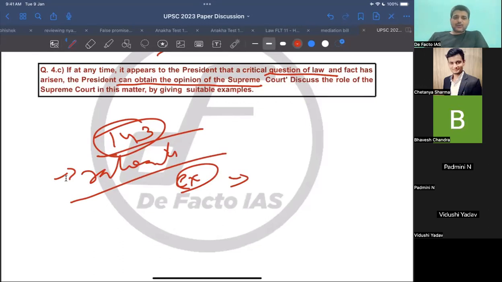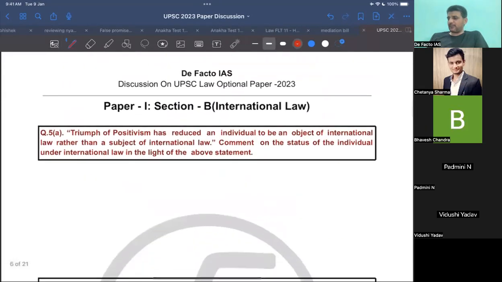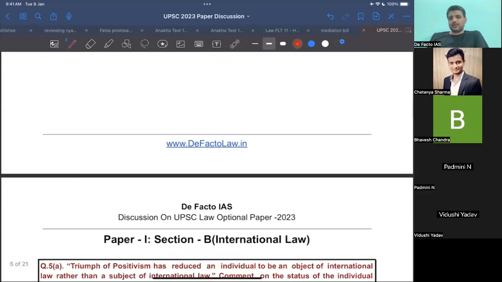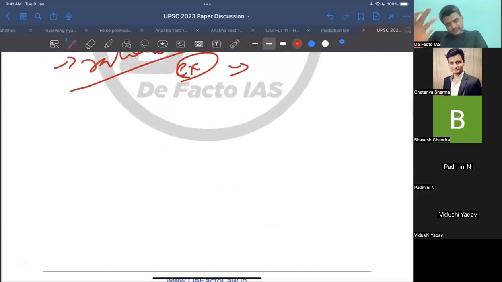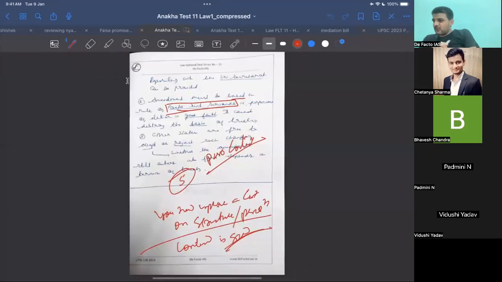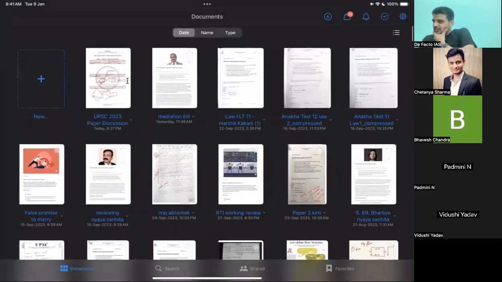Then you will come to the next question, that is question number 5A of international law. Now, my last, it is not binding yet. Obviously, the provision itself, the 143 provision itself, you will write it down. Then you will come to, so see, all of the questions are almost quite easy. Like if you look at, let me take any of the tests. I think one of the tests of Harshit was quite good.